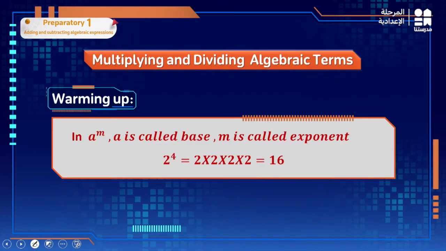Okay, today in this part we are going to talk about another lesson, which is multiplying and dividing algebraic terms. Our warming up is about a to the power of m. a is called the base, m is called the exponent. For example, if I have 2 to the power of 4, that means we are going to repeat this 2 four times. So 2 times 2 times 2 times 2, four times, will give us 16.